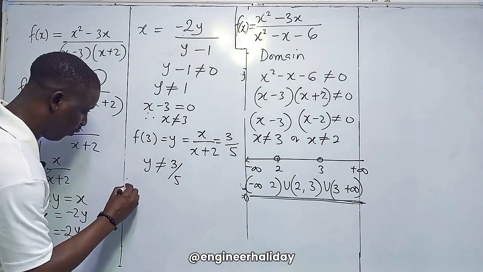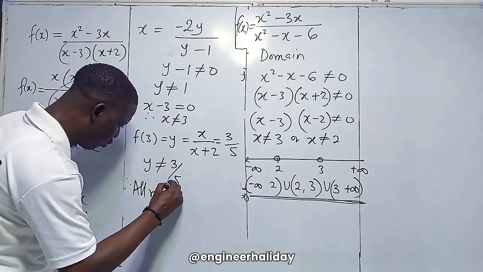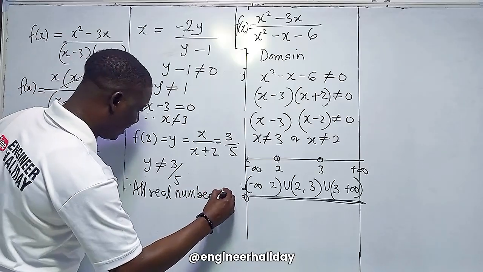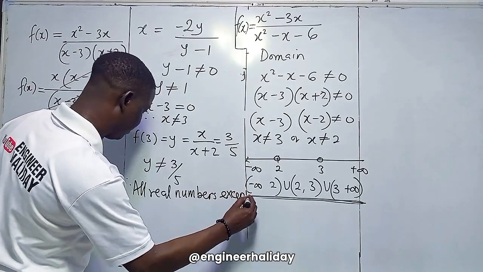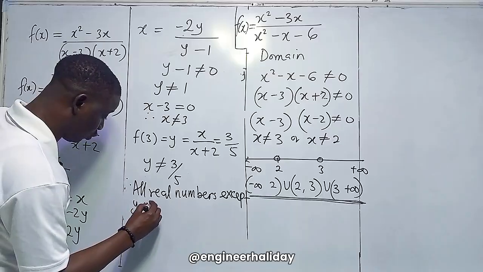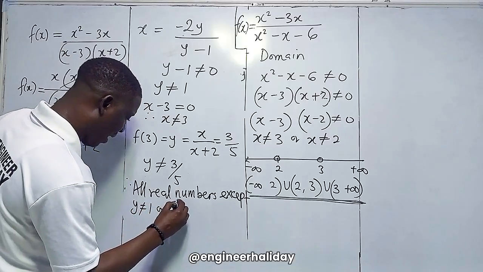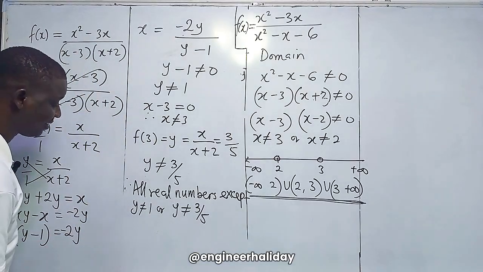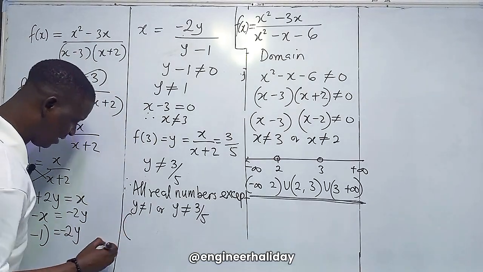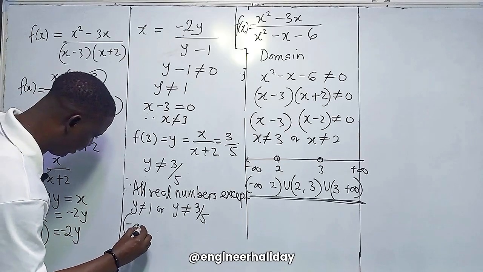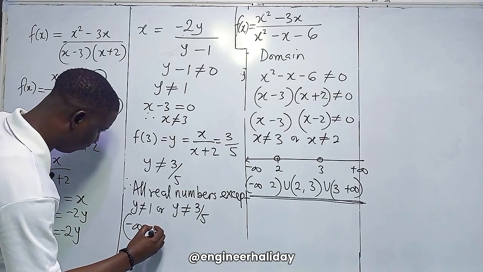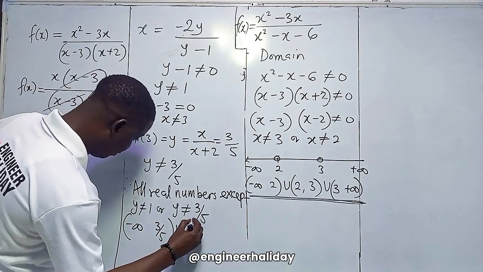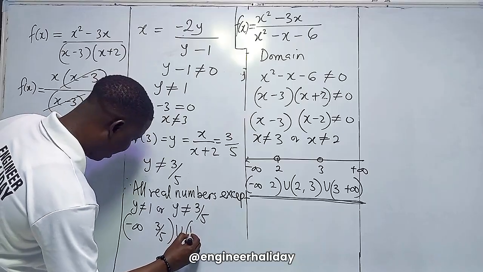So that means therefore it is all real numbers except y not equal to 1 and y not equal to 3 over 5. So if you want to write it now, you can finalize and say minus infinity to 3 over 5, union, then 3 over 5 to 1, union, then 1 to positive infinity.